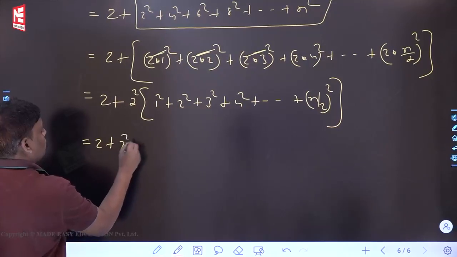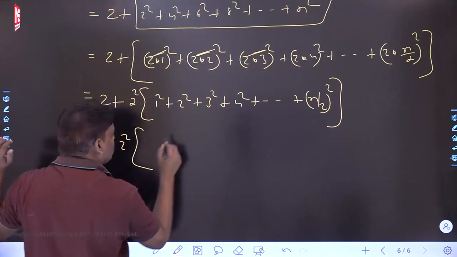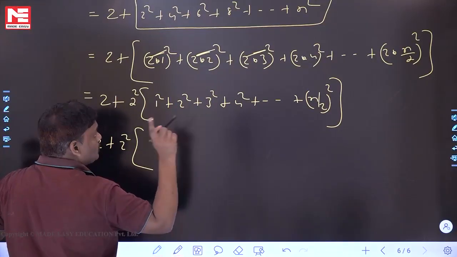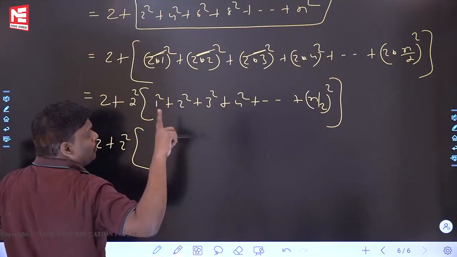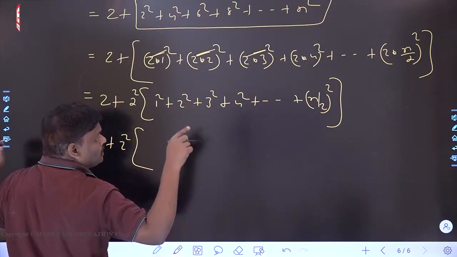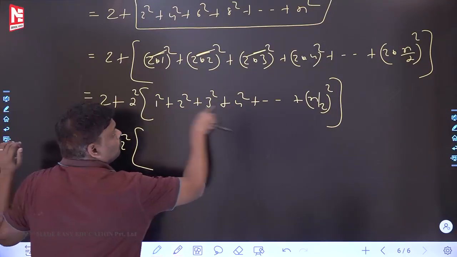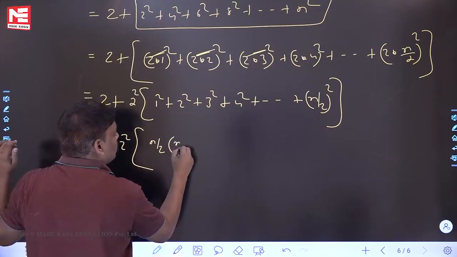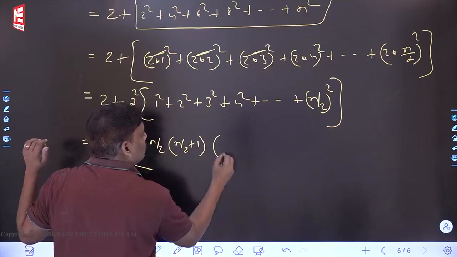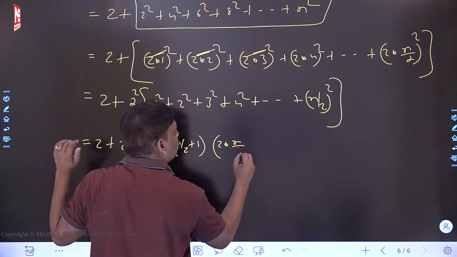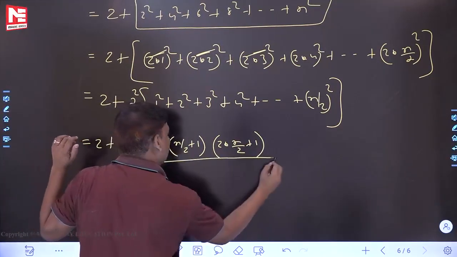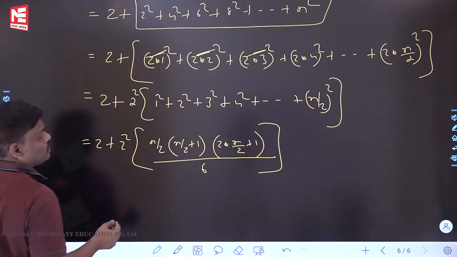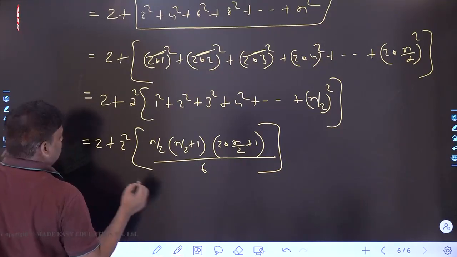2 square into the sum of n natural numbers' squares. What is the formula? n into n plus 1, 2n plus 1 by 6. But in the place of n here, n by 2. So n by 2 into n by 2 plus 1, 2 into n by 2 plus 1, by 6. In the place of n, just keep n by 2.